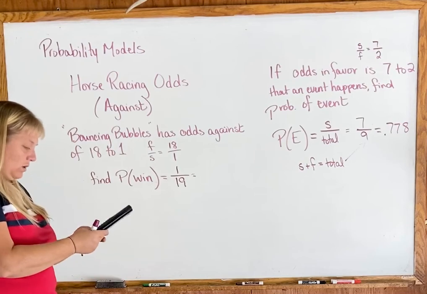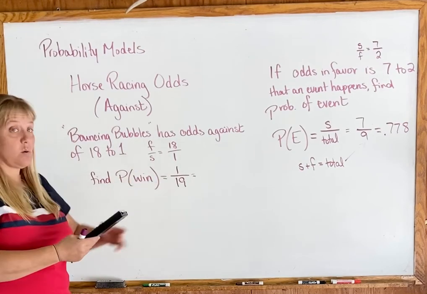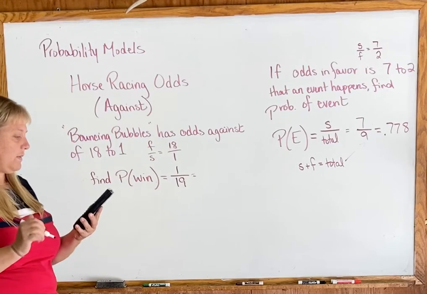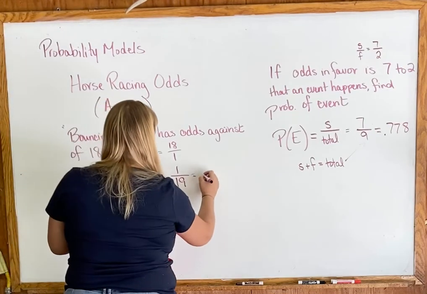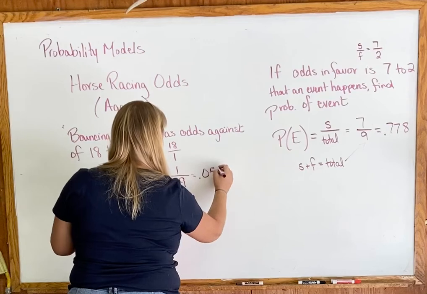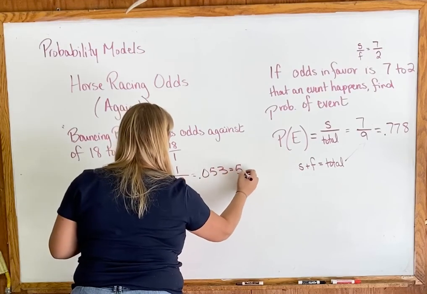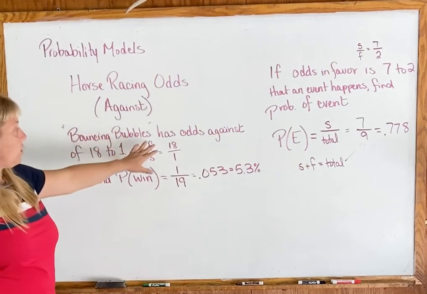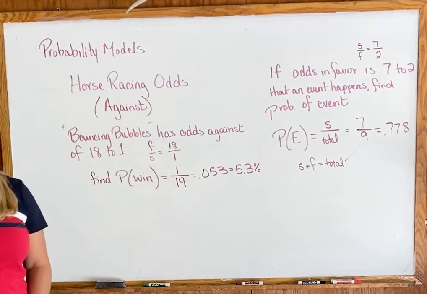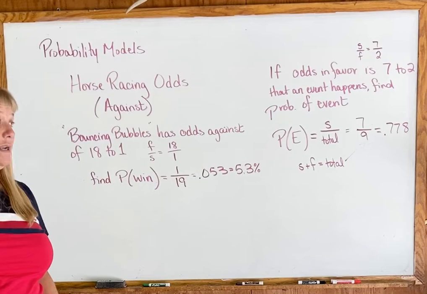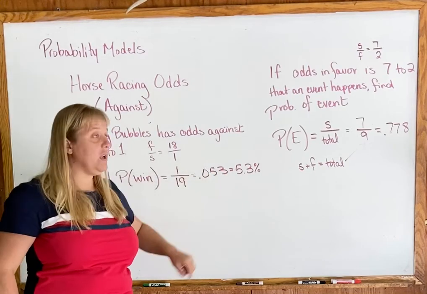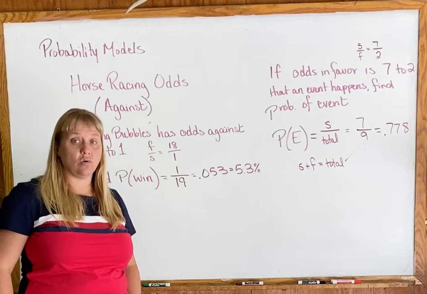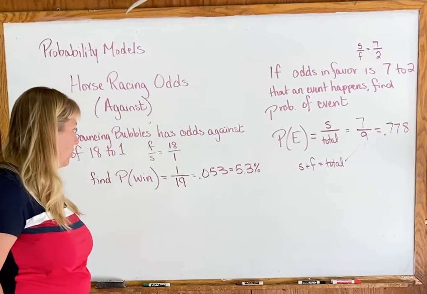Okay, so then we'll go, remember this, now this is a probability, so we do want this one in decimal form. And we get 0.053, okay, or 5.3%. So if you see a horse like Bouncing Bubbles that has odds against of 18 to 1, it means there's only a 5.3% chance that he is going to win the race.